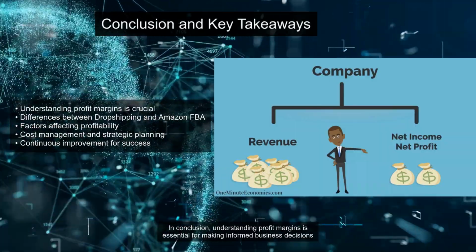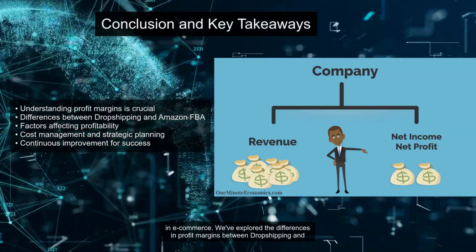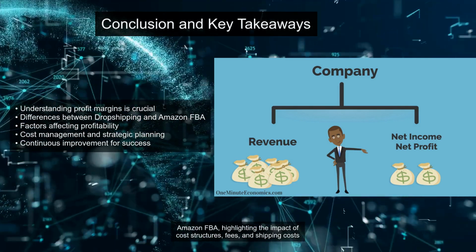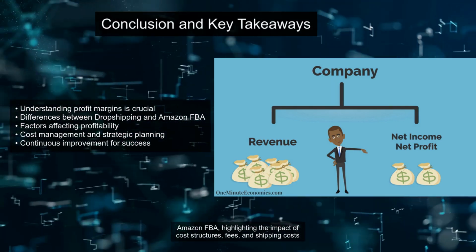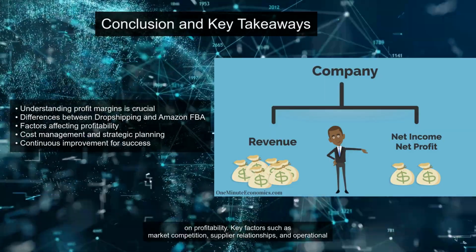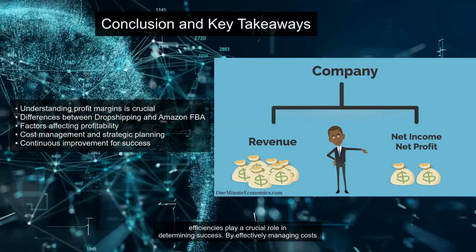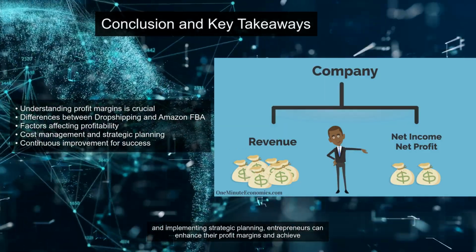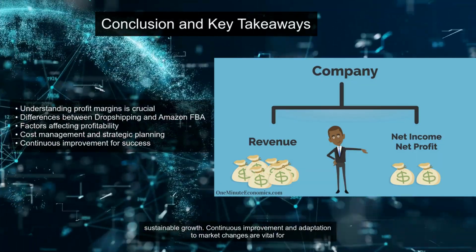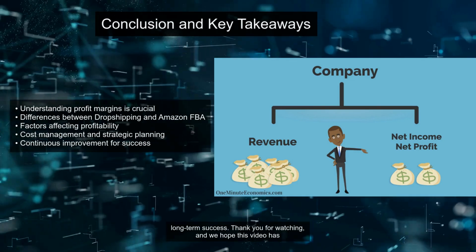In conclusion, understanding profit margins is essential for making informed business decisions in e-commerce. We've explored the differences in profit margins between dropshipping and Amazon FBA, highlighting the impact of cost structures, fees, and shipping costs on profitability. Key factors such as market competition, supplier relationships, and operational efficiencies play a crucial role in determining success. By effectively managing costs and implementing strategic planning, entrepreneurs can enhance their profit margins and achieve sustainable growth. Continuous improvement and adaptation to market changes are vital for long-term success.